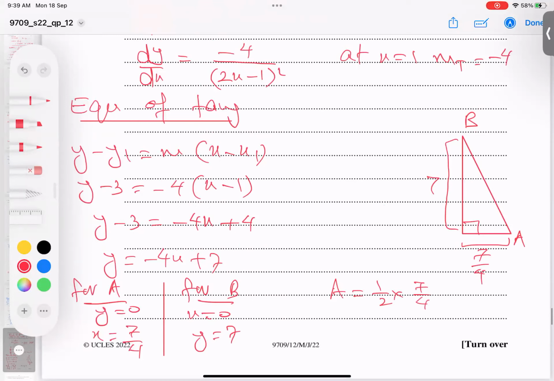Base is 7 by 4 into 7. I got 49 over 2, 4 2s are 8. So I hope the point is very clear. Let me check finally. Yes, it is correct. 7 7s are 49, and 4 2s are 8. The unit is square units. So we got the area.